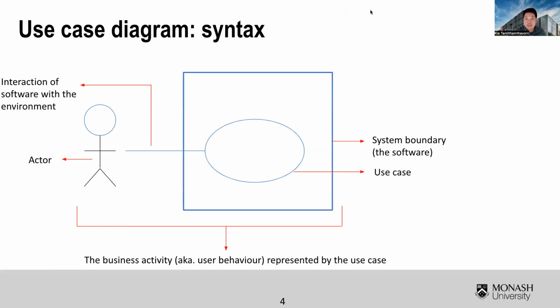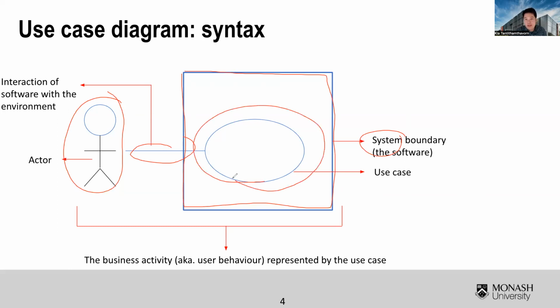And when we talk about the syntax, right? As I mentioned before, we use this little cute guy as an actor, and then we have the interaction line, and we have the square boundary here to describe the system, the system that we are going to describe. Each use case will be described as an oval shape here.